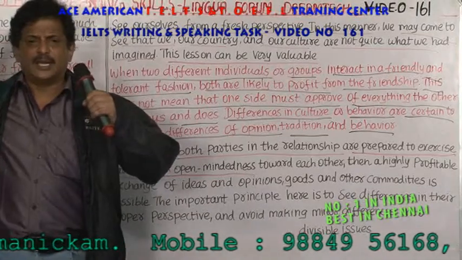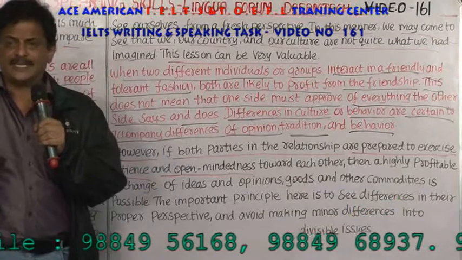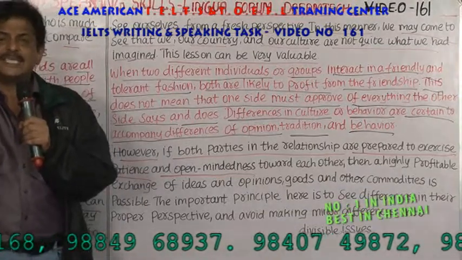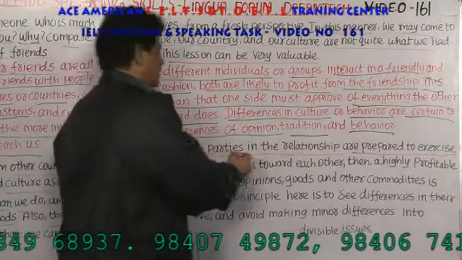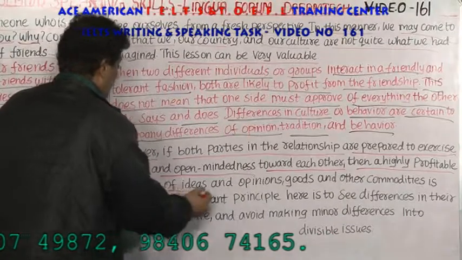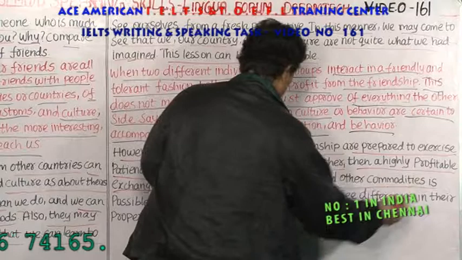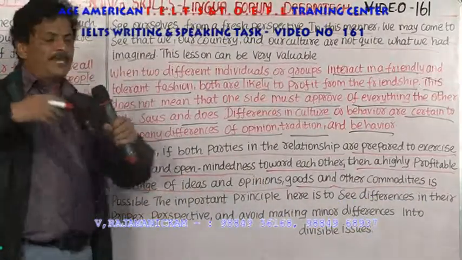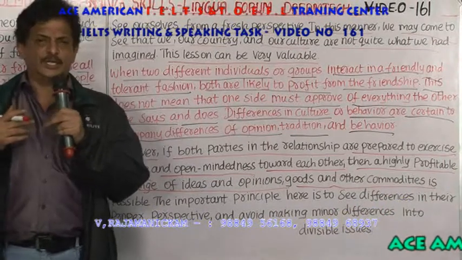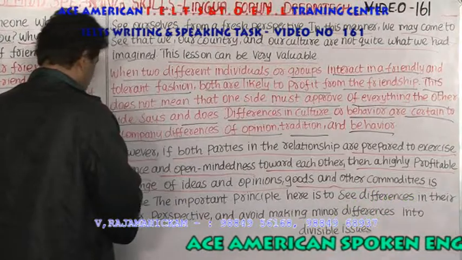Means what? You shouldn't have narrow-mindedness, you should have open-mindedness to just hear what he says towards each other. Then a highly profitable exchange of ideas and opinions, goods and other commodities. So once you are able to be open-minded, then the exchange of ideas would be good. Now second here, goods and other commodities is possible.